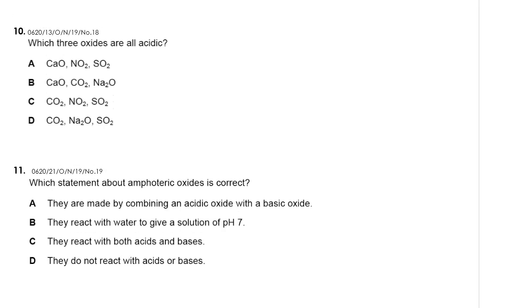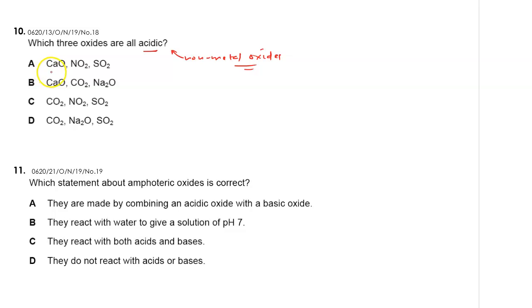Number 10. 10 is from variant 1-3. This was question 18. Which three oxides are acidic? Acidic means that all oxides are non-metal oxides, right? These are non-metal oxides.